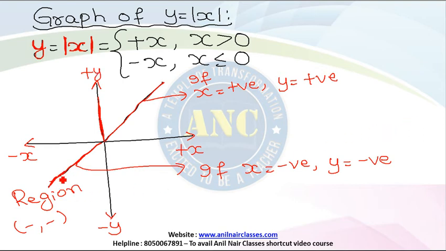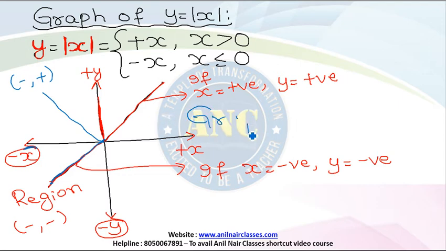But in this region, when x is negative, the y value you got is negative. But y should not be negative if it is a modulus function. Y should definitely be positive itself. That means this particular line should come in such a way that x is negative, but y becomes positive. That is a region of the second quadrant. So the graph will look like this. This is the graph of y is equal to mod x.